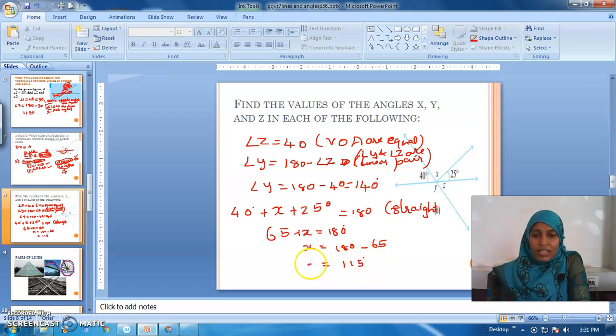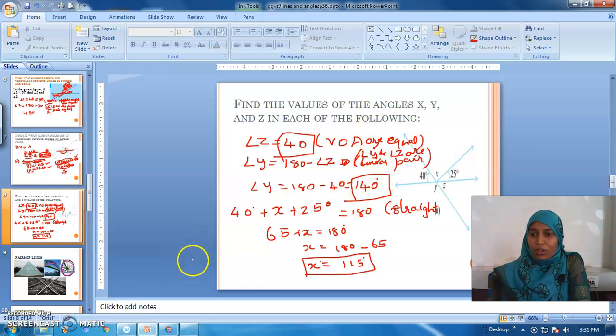What is x? It is 115 degrees. So we have found out x is equal to 115. y is equal to 140 and z is equal to 40. So we got all the answers. These 3 reasons are a must in your descriptive text. Without reasons, even if you find the answer, you will not get marks.